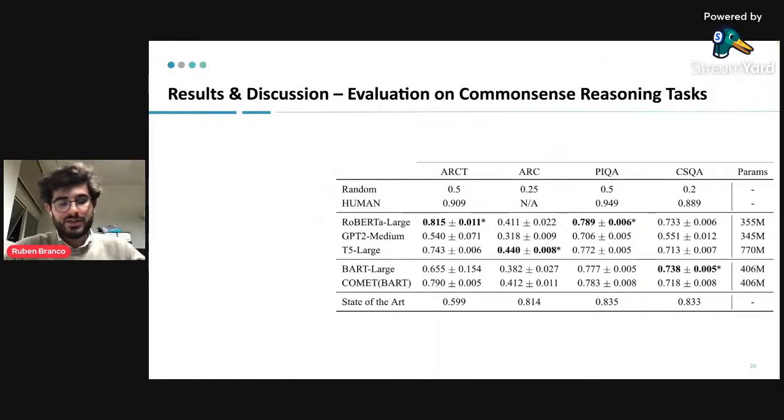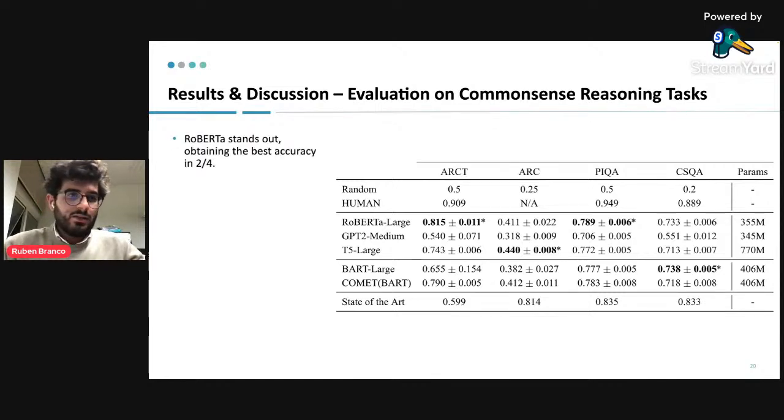So the first experiment is the evaluation, of course. We fine-tune the models on the tasks. And what can we learn from this table? These results are in accuracy, by the way. We can definitely say that Roberta stands out. It obtains the best accuracy in 2 out of the 4 tasks, which you see here in bold.